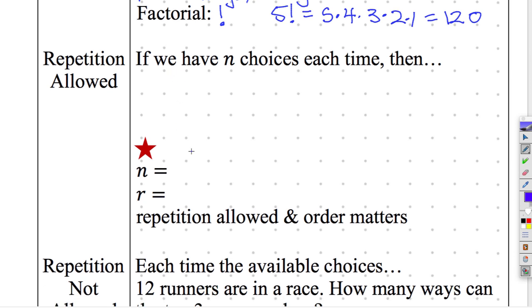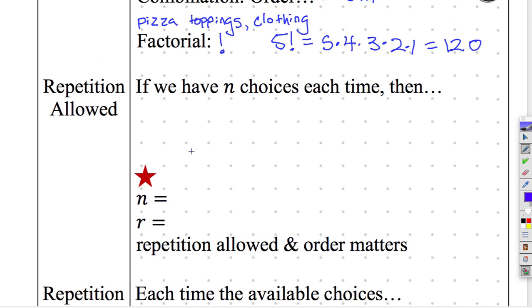All right. Repetition is allowed. Let's assume we have n choices, like a combination lock that looks like this. We have a number here, and a number here. How many digits do we have in the base 10 system? 0, 1, 2, 3, 4, 5, 6, 7, 8, 9. We have 10 options.